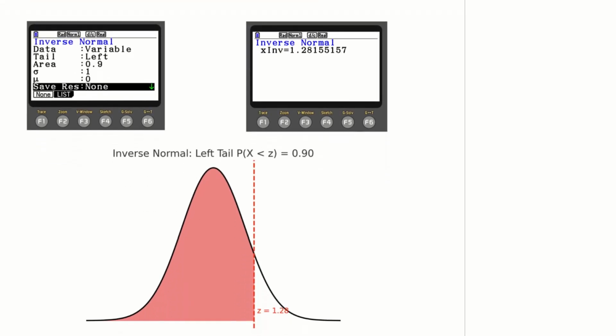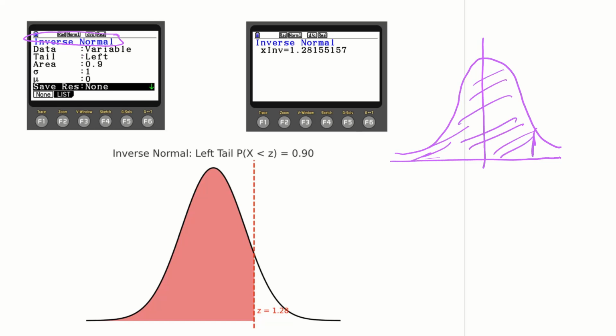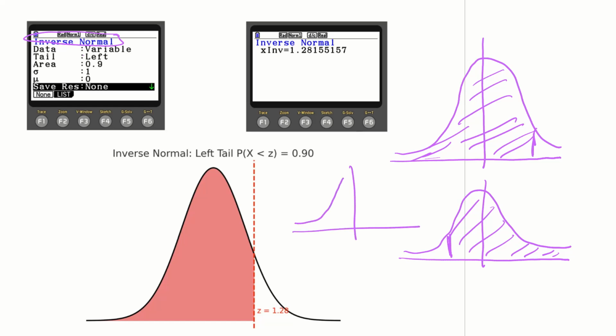So when you're in there, it says inverse normal at the top, and it's going to ask you for a tail setting. The one that we were talking about above was a left tail setting because we had a value here and then the area went to the left. You also have the option to have your tail going to the right, and the other one it does is center, and that one is symmetrical about the center. So for example, going from -1 to 1 standard deviations.